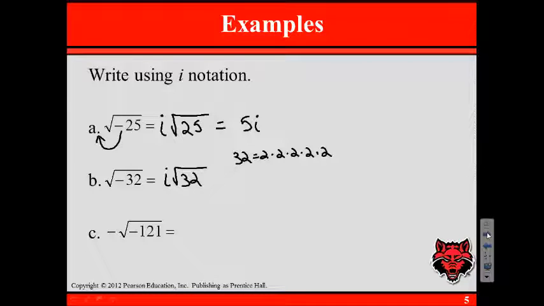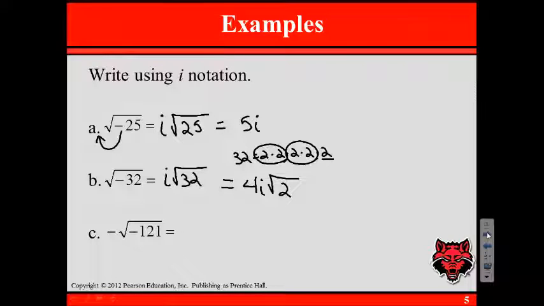Remember, because the index is 2, we need two identical factors to form a group. So we have two 2's that form one group, another set of 2's that forms a second group. So we have two groups of 2's. 2 times 2 is 4. We can rewrite this as 4i square root of, we have one 2 that remains underneath the square root.